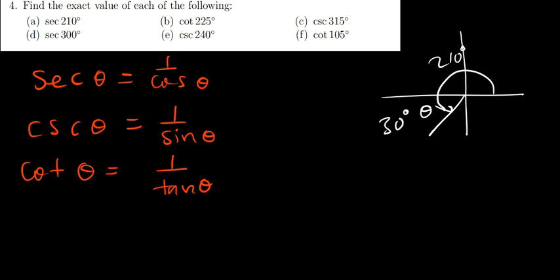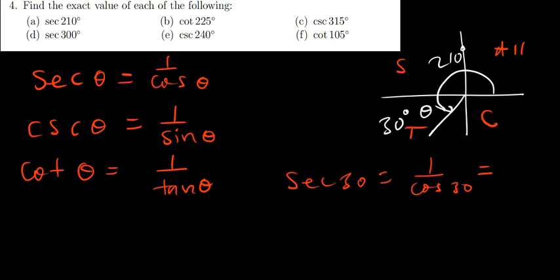Now what we are trying to find is sec 30 degrees, which is basically the same as 1 over cos 30 degrees. Now we should also know All Students Take Calculus. In the first quadrant, all trig ratios are positive. In the second quadrant, only sine is positive, the rest are negative. In the third quadrant, only tan is positive, the rest are negative. In the fourth quadrant, only cos is positive, the rest are negative.